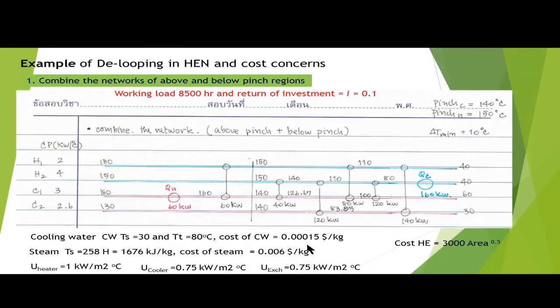Now let's see if I can do that for heat exchanger number 3. Number 3 starts from 140 down to 110, and that will transfer heat to raise the temperature from 83.85 to 130 degrees Celsius, I think. 130 degrees Celsius, this should be wrong. So what can I do?